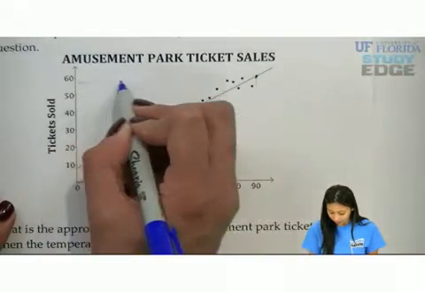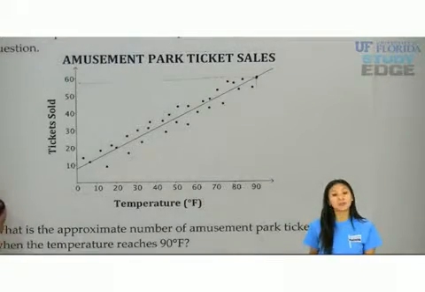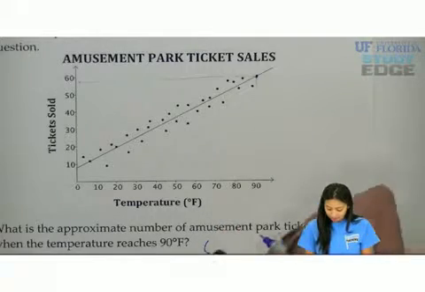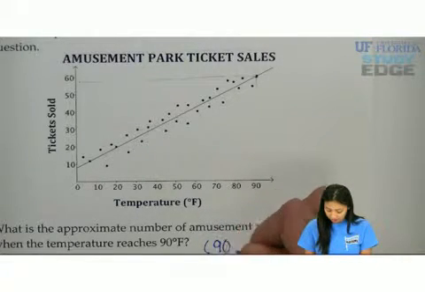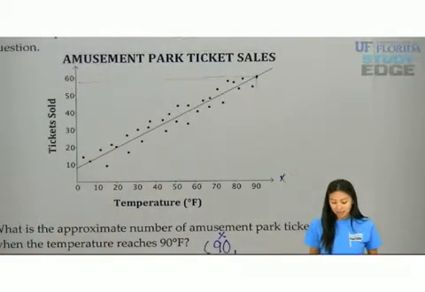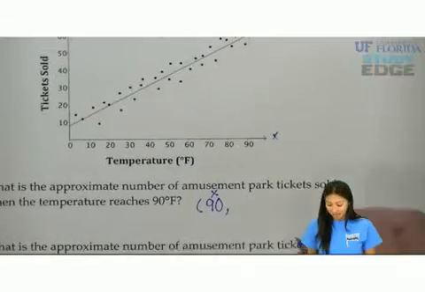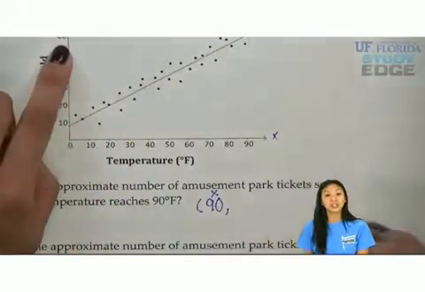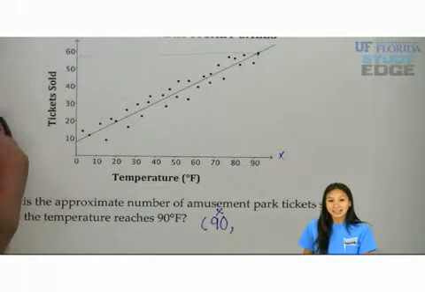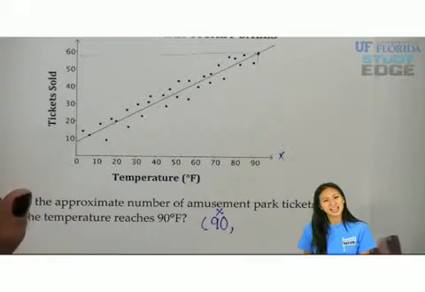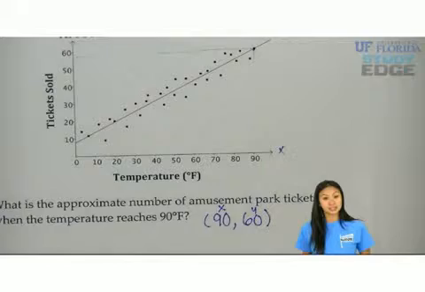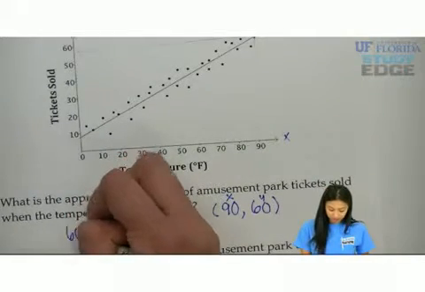approximately about, let's say, so when it's 90 degrees, because that's my x-axis, right? It's about, I would say, 60 tickets sold. Now, if you could guesstimate, you'll probably look at this and say, well, it could be 58, probably 58, 57, somewhere in there. But I'm just going around, it's about 60 tickets sold. All right, so 60 tickets sold.